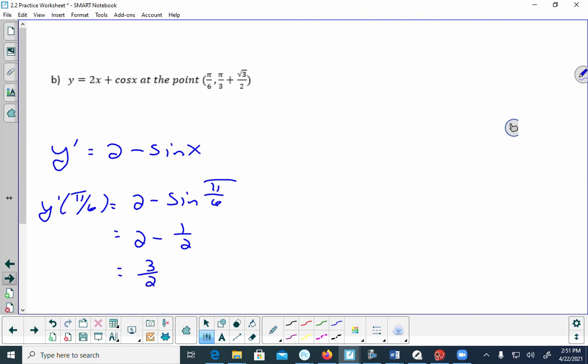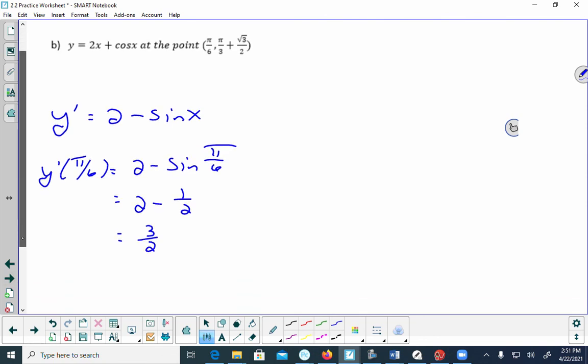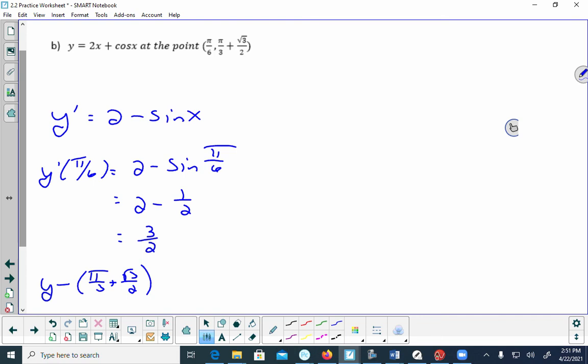Now I want to find the equation of the tangent line. So there's my slope, there's my x, y. So I'm going to do y minus my y, which is pi over 3 plus the square root of 3 over 2. And I'm going to leave that in parentheses because I have to distribute the negative sign. And it's just easier for me to leave in parentheses. Then my slope times x minus pi over 6.